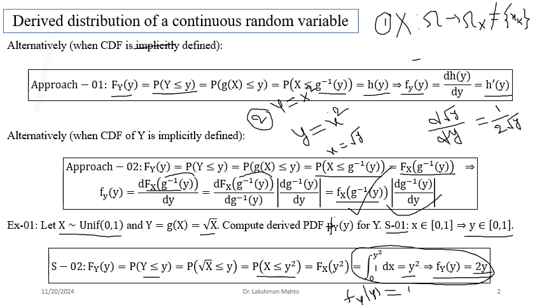PDF of x is what? 1. And what is the Jacobian? Here the Jacobian would be 1 by twice a square root of y. So this one is the density of y when you are defining the function y equal to x square. Then what is the PDF of y? 1 by 2 times a square root of y. So this one is the second example, you can call it.